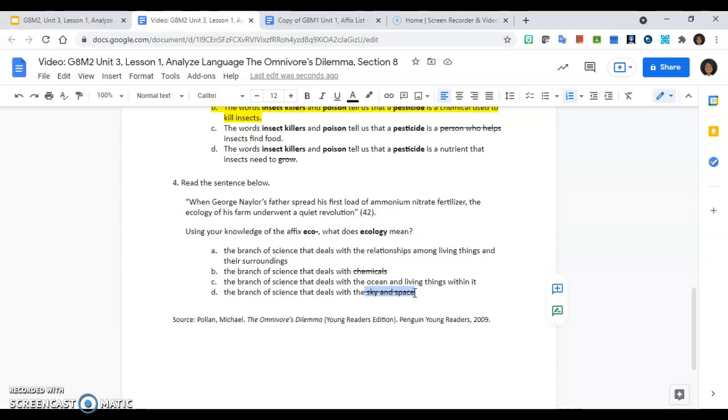Which one makes the most sense? Are they the living things and their surroundings, or is it the ocean and living things within it? Is a farm going to be in an ocean or not? And so your context clues combined with your affix list help you to understand that ecology is going to mean A. It's a branch of science that deals with relationships. It is not the ocean because it wouldn't make sense for that to happen on his farm.